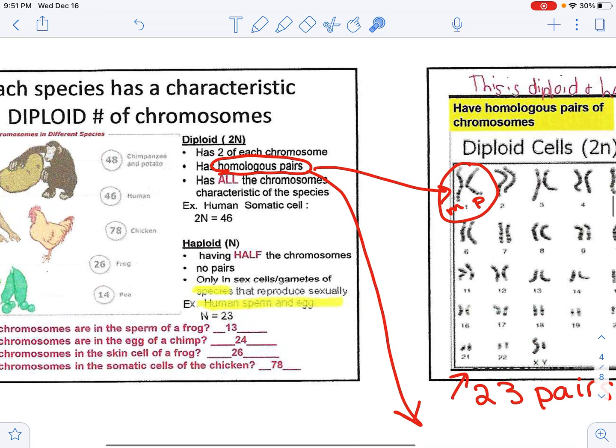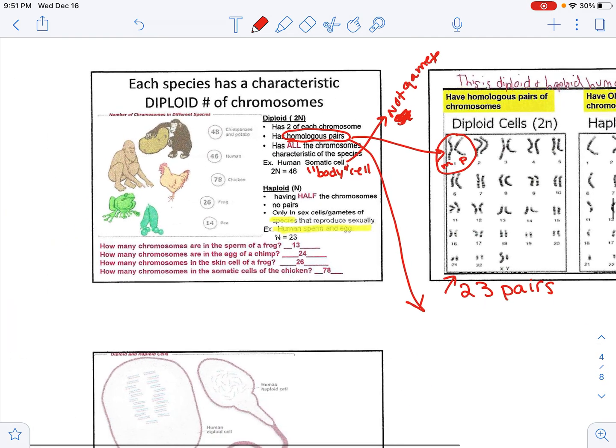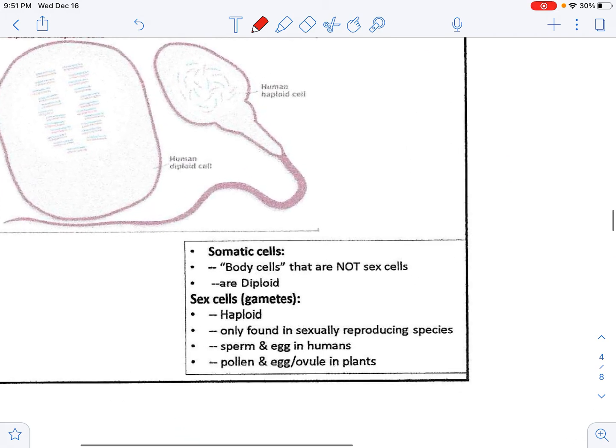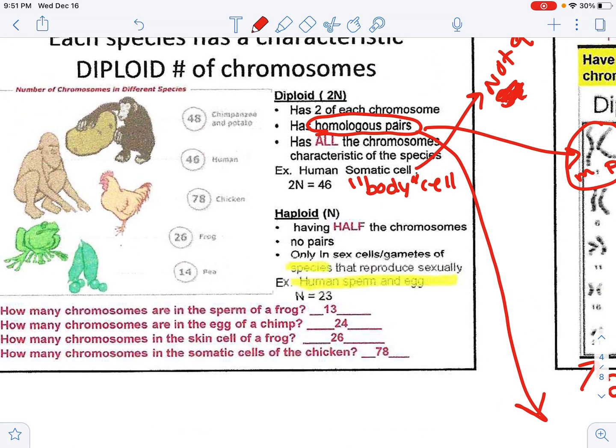Somatic cell is a fancy word for a body cell. Basically, any cell that's not sperm or egg. That's the definition of a somatic cell. Any cell that's not a gamete, sperm or egg. And I think I defined them down here. So a somatic cell is a body cell that's not a sex cell. If I'm talking about your somatic cells in your body, that's pretty much all your cells, except for the sperm or the egg, depending on who you are. Okay. So it's a lot of just terminology here to get used to.